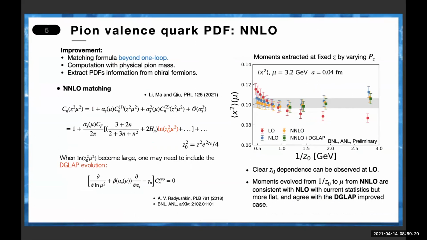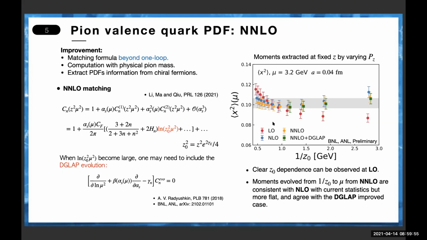So recently, the NNLO matching formula became available, so that we can extract the PDFs from lattice data at NNLO accuracy. The Wilson coefficients evolve the lattice data as a function of z to the scale mu in the MS-bar scheme, so that when the lattice data is distributed over a large range, the logarithm could be large. So one may need to include the DGLAP evolution by solving the RG equation. By taking this into account, let's see the figure on the right.